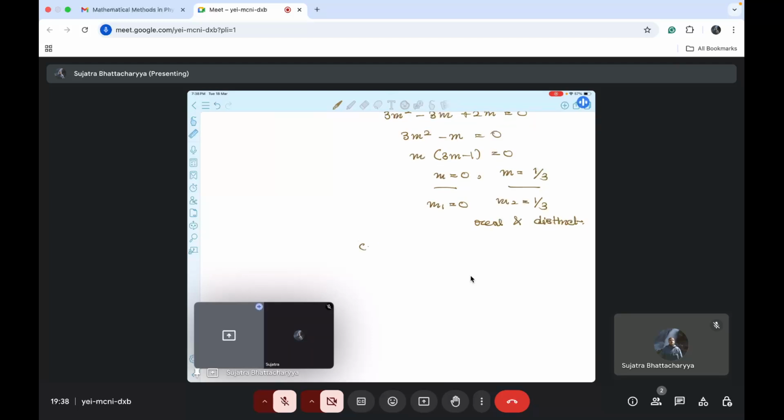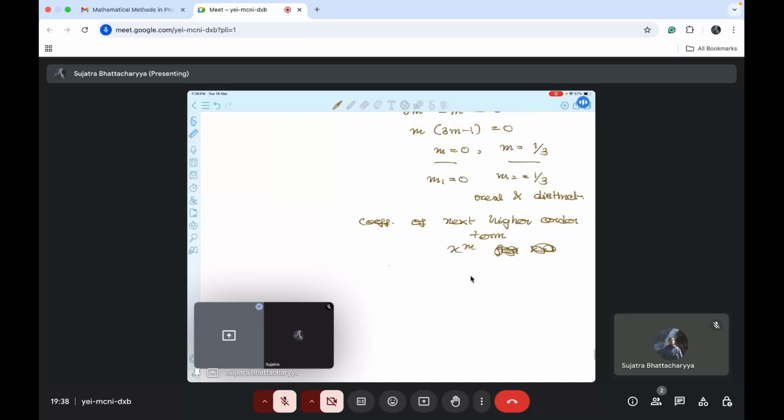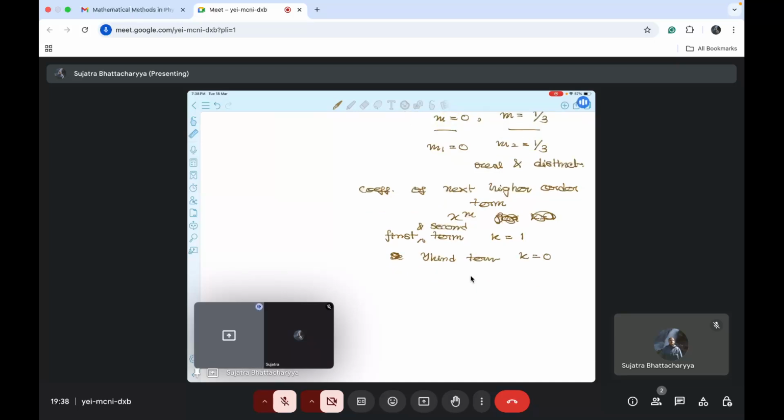Now we look for the coefficient of the next higher order term, which is x to the power m, for k is equal to 1. Oh, sorry, x to the power m. So for the first and second terms, k has to be equal to 1, but for the third term it should be k is equal to 0. All right, then only we can get it.